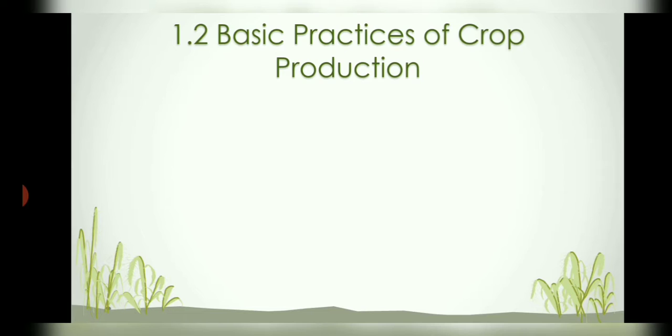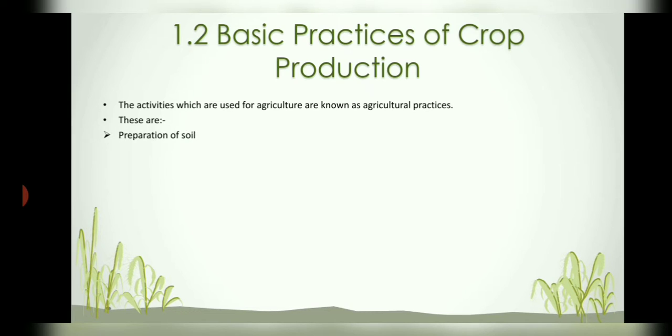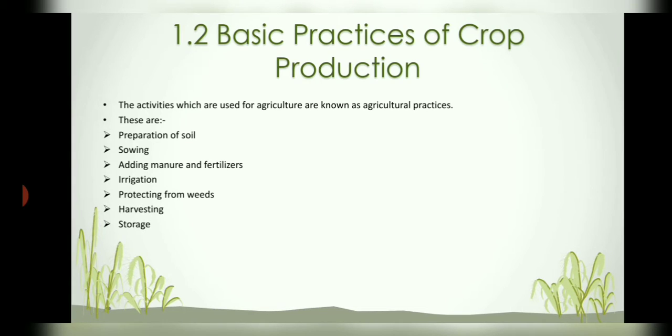1.2 Basic practices of crop production. The activities which are used for agriculture are known as agricultural practices. These are preparation of soil, sowing, adding manure and fertilizers, irrigation, protecting from weeds, harvesting, and storage.